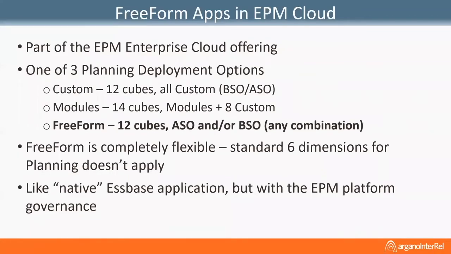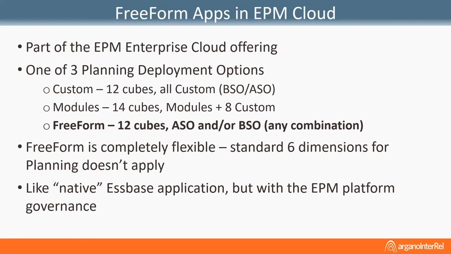So what does this new version look like? Well, first of all, it is still part of the EPM Enterprise Cloud offering, so you still need that license in order to take advantage of this new offering. Second, it's part of the planning deployment options. There are 3 planning deployment options. There's the custom planning, which enables you to have up to 12 cubes. They're all custom. They could be BSO or ASO plan types.